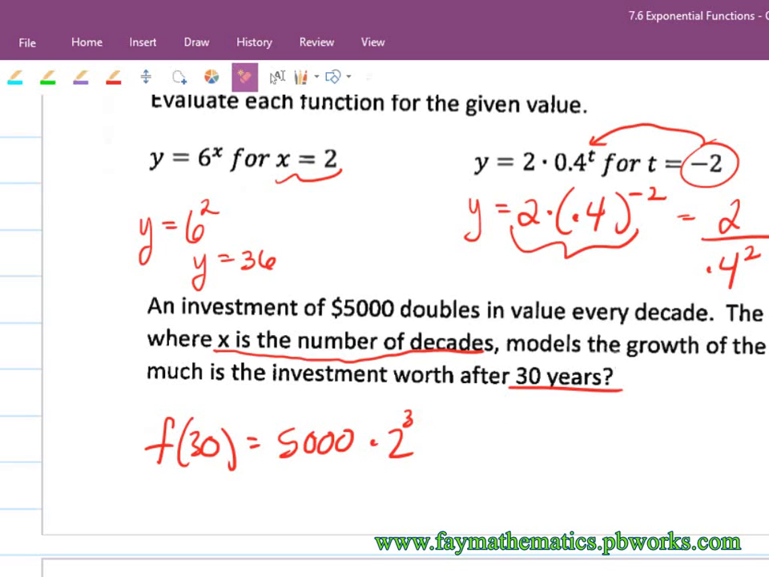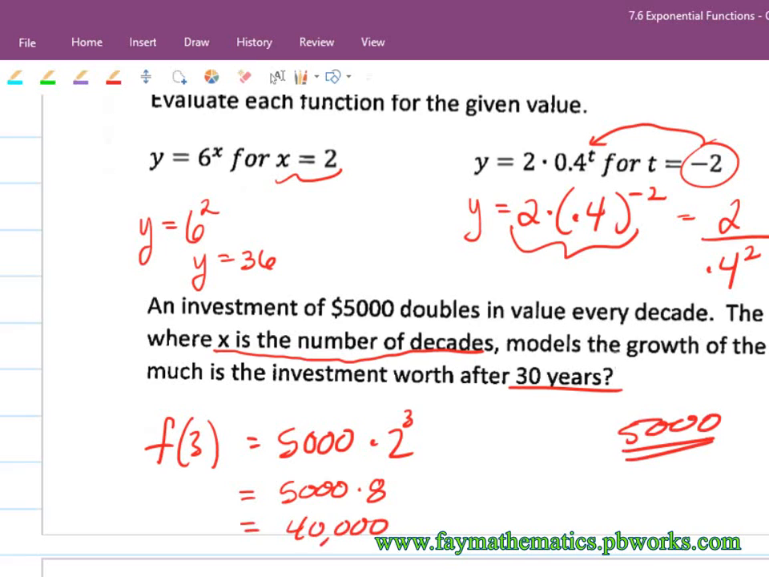So what x is in this case is 3. I'm talking about 3 decades. So now we'll have 5,000 times 2 to the third, which is 8. So 5,000 times 8 is $40,000. If I start with $5,000 and they tell me that this investment will double every decade, in 30 years, without me having to do anything, that $5,000 has become $40,000.